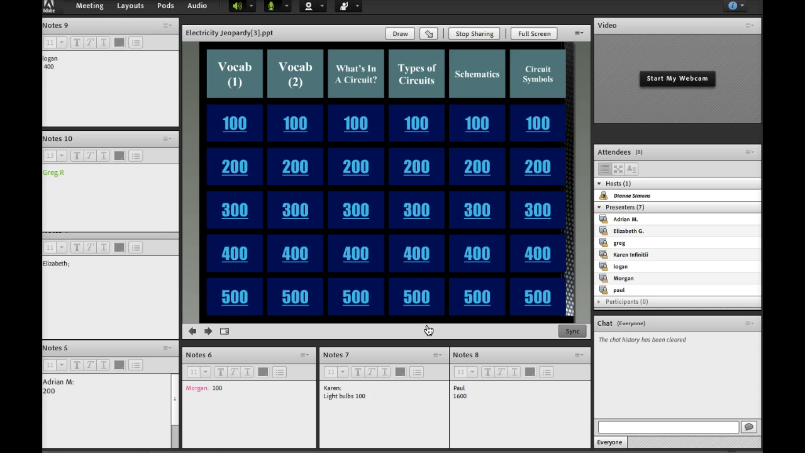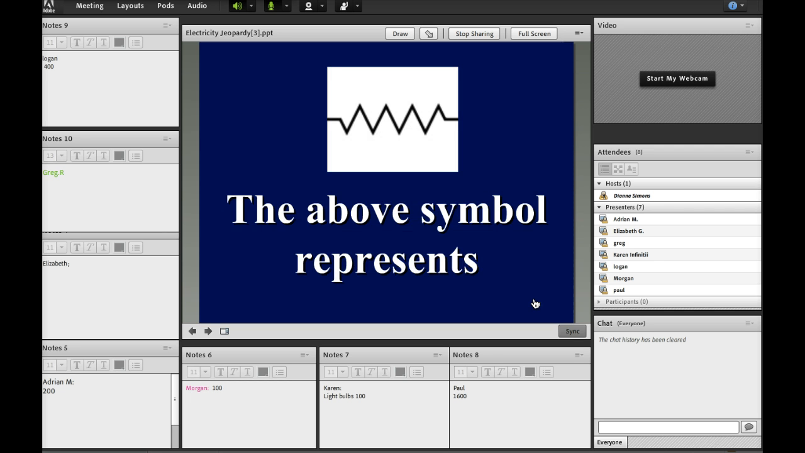Circuit symbols for 500. Okay, what does the above symbol represent? We've already done this one, you guys should know. It's not open circuit. It's the current. Not the current, it's something that goes through the current, or resistance. Resistor.